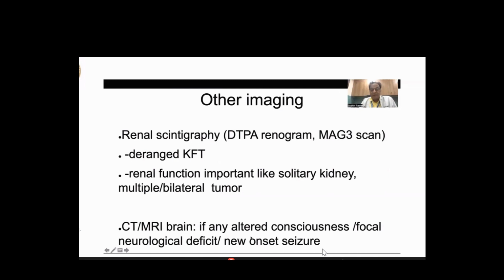CT MRI brain for altered consciousness and focal neurological deficit, as I have told you many times. Tumor most of the time.